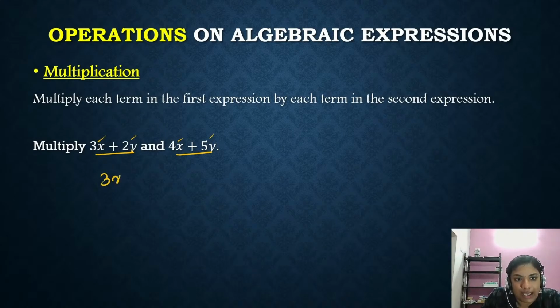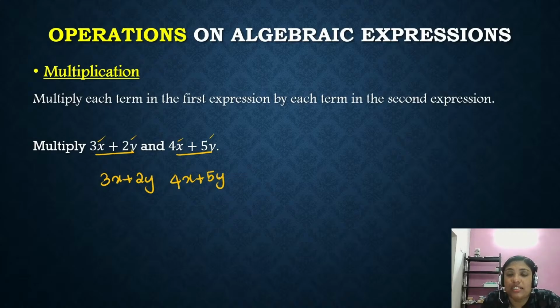3x plus 2y. The next expression is 4x plus 5y. Each expression has two terms, so we can just put them inside a bracket. Okay, and here we need to follow a rule. Multiply each term in the first expression by each term in the second expression.